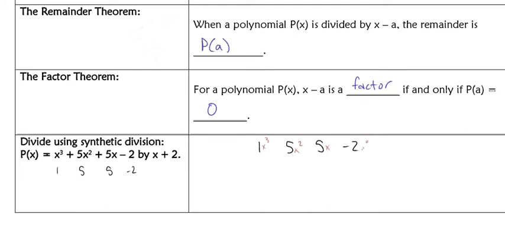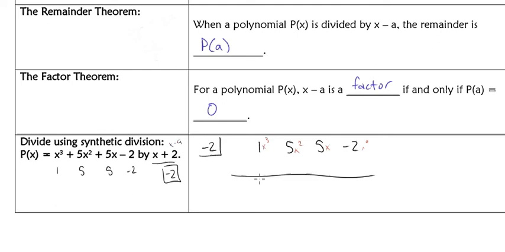Now we're going to divide that using synthetic division. We're going to divide by x plus 2. And when we divide using synthetic division, we use the root. We use that a value when it's x minus a. And so really our root here is negative 2. That's the number we're going to use to divide.